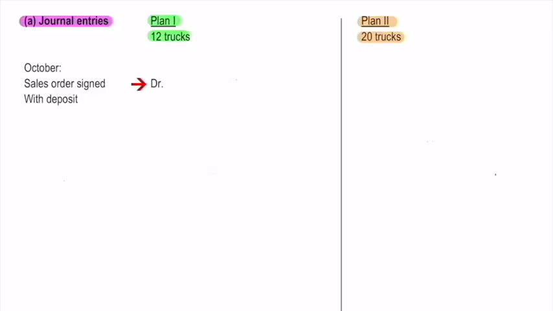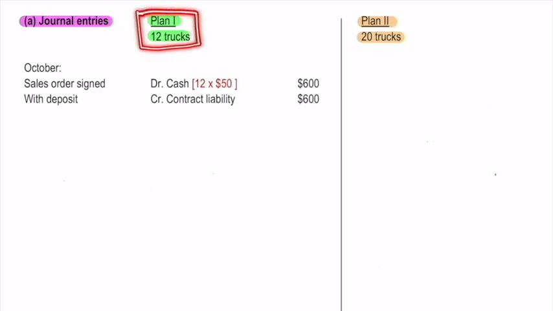In this case, we must debit cash. We have to take 12 multiplied by the deposit received, $50,000, which equals $600,000 for Plan 1. I put all in thousands. And credit contract liability, or we can call this deposit liability. This is relating to Plan 1 and this relating to Plan 2.